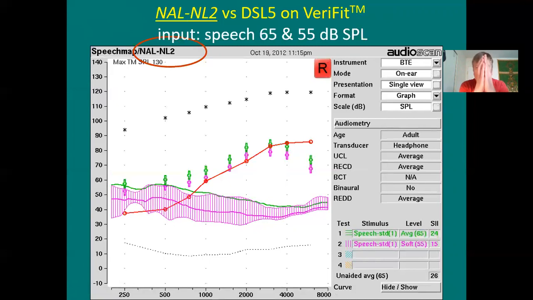What they're trying mainly to do is to achieve that central slide that I was showing you. Amplify soft sounds so they're barely audible. Amplify average sounds so they're about 1/3 above the thresholds. And amplify loud sounds so the output stays below the asterisks.